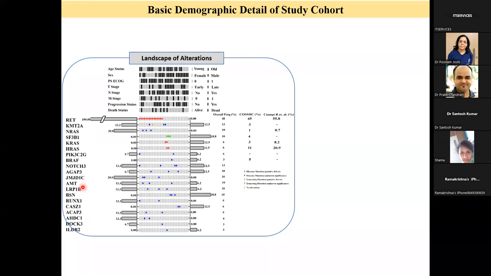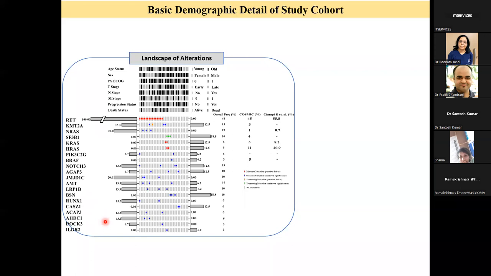So, for example, BSN. BSN is a targetable epigenetic marker, and we see 3 different thyroid patients positive for BSN alterations. Similarly, NOTCH3 is also a clinically relevant alteration, and several others are there.